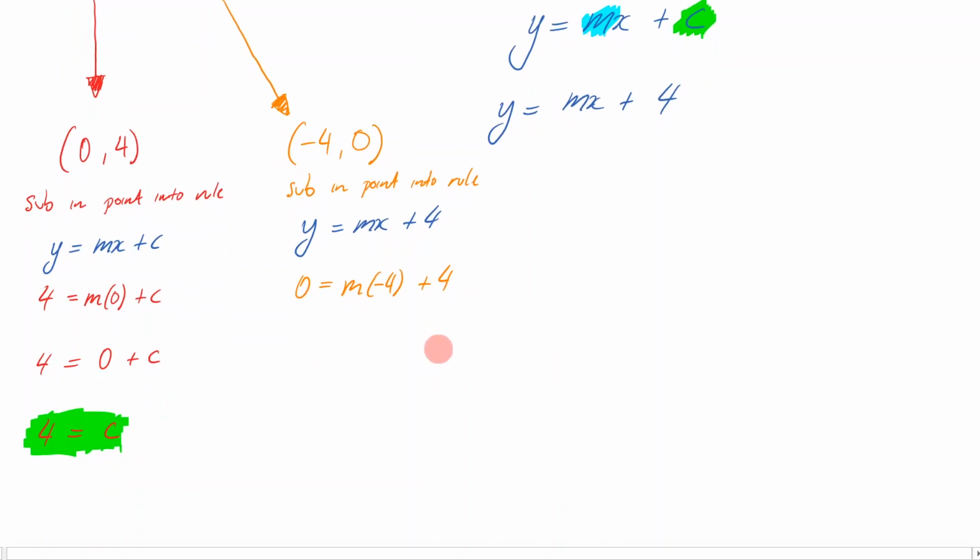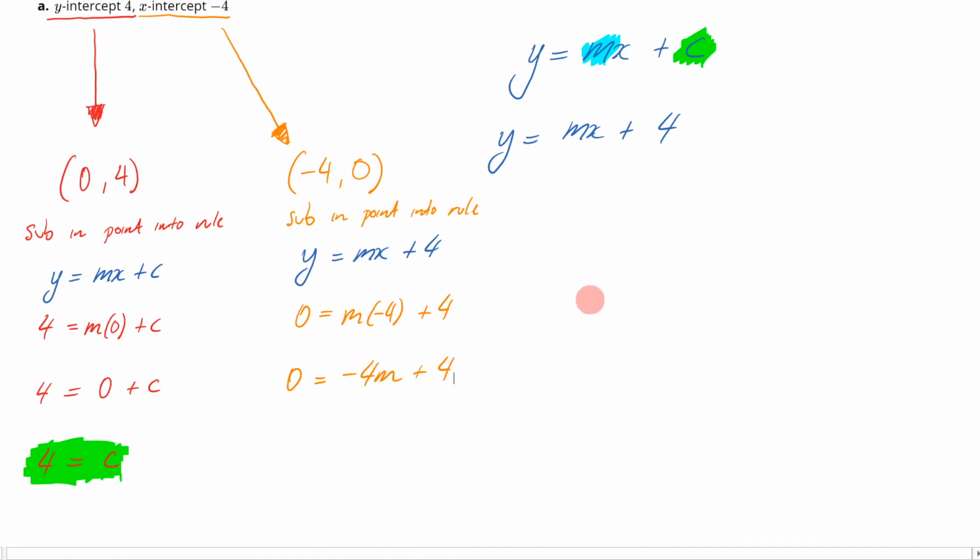Let's now see if we can figure this out. We have 0 is equal to, what's m times -4? Well, it's just -4m, and then I've got plus 4 there. And now I need to solve for m. Because remember, the whole thing, what we're doing here is we're solving for m and we're solving for c. So now I'm solving for m because we already know what c is. So I'm going to get m by itself. So I'm going to have to subtract by 4. -4 is equal to -4m.